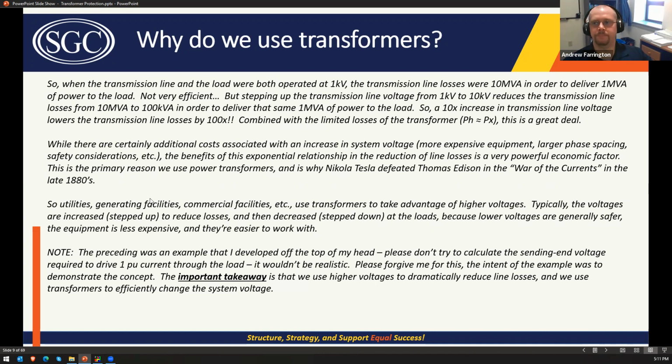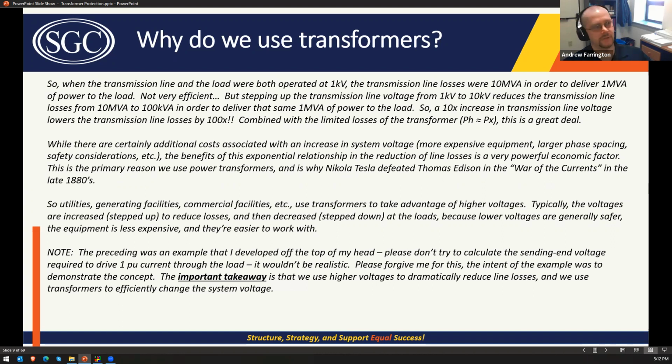So there are costs, but even considering those costs, that exponential decrease in losses can offset them, and that's really why Tesla beat Edison in the War of the Currents, which I'm assuming you're all familiar with at this point. But back in the day when electricity was first discovered by Mr. Edison, he put in a bunch of DC substations, and I think Adam actually had an example of a DC substation in one of his lectures.